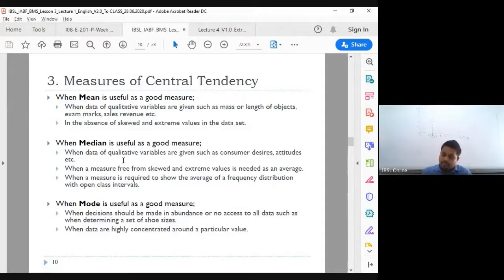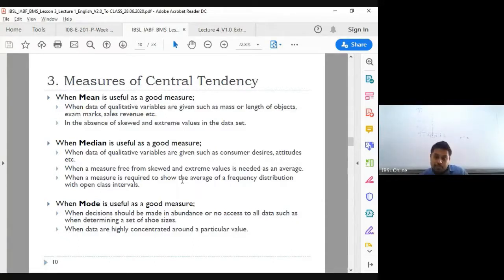Whether that 50% point covers at least the majority of the consumer preferences, or whether the value of that 50% point comes to a number which is below our expectation. That is where you can calculate the quantitativeness of a qualitative variable by just looking at the value of the median.